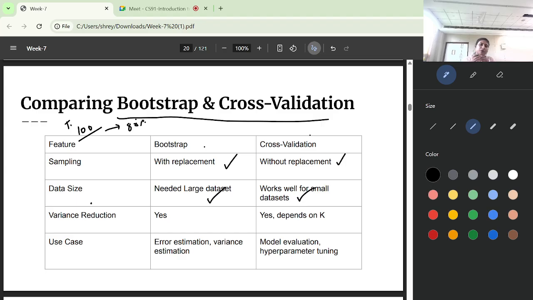So generally we use cross validation more often rather than bootstrap, because for bootstrap we are just going to use it for error estimation, how the error is going to be calculated on different bootstrap samples. Okay.